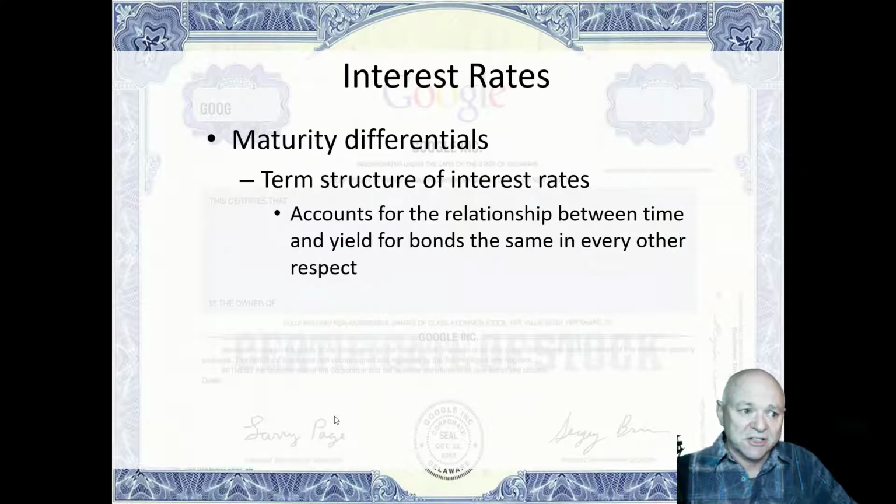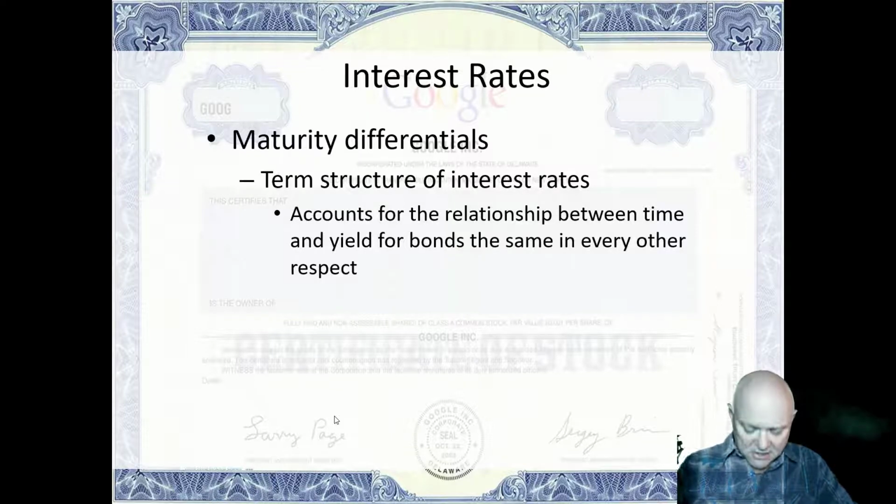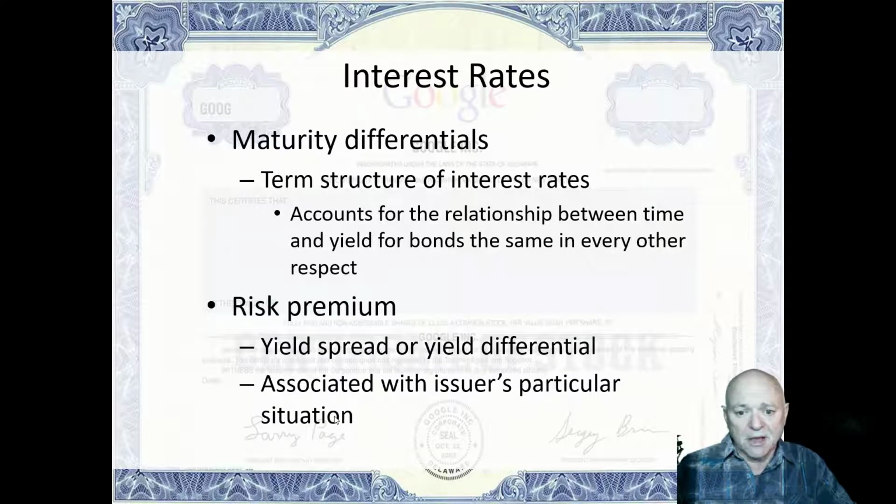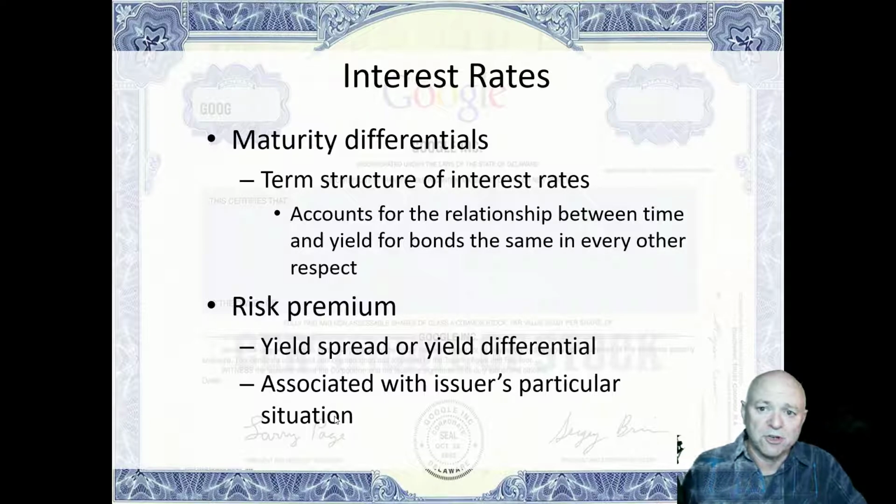And for that we have things like security risk premiums. Maturity differentials essentially tell us about the time structure or the term structure of interest rates. So the longer the term, the higher the expected interest rates normally. Essentially, this accounts for the relationship between time and the yield on bonds when everything else is equal. Risk premium is the spread differential, the credit spread, the yield differential that's associated with the particular financial instrument and the issuer's credit quality. So if you're a riskier company, then you can expect to pay higher interest rates for every term, every time within that term structure.